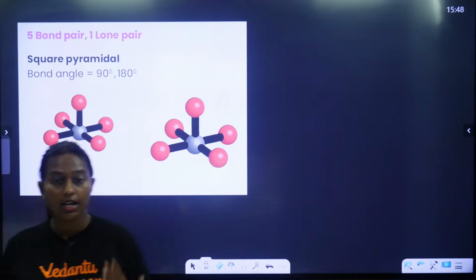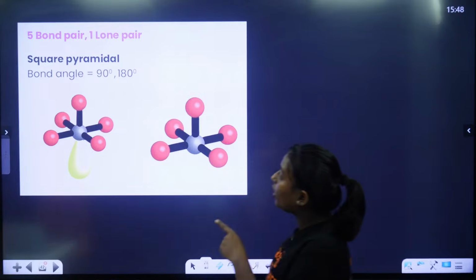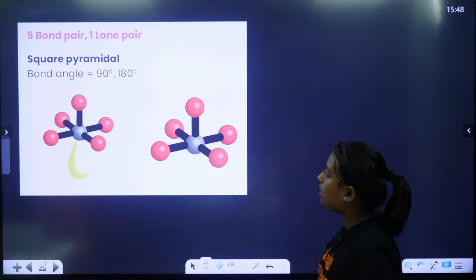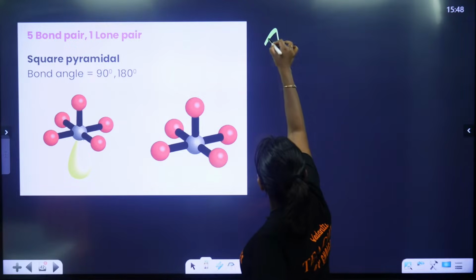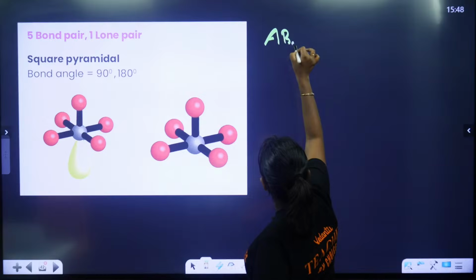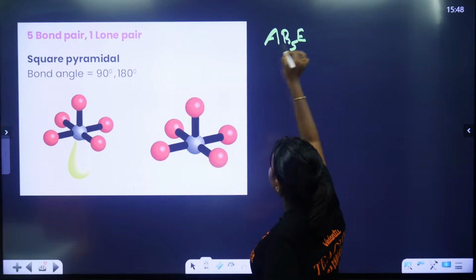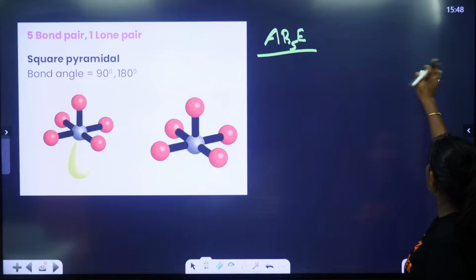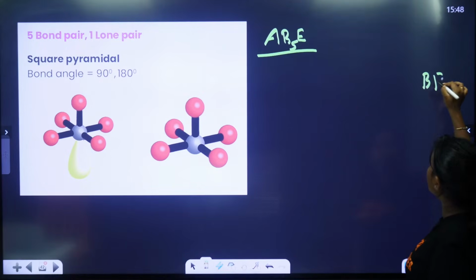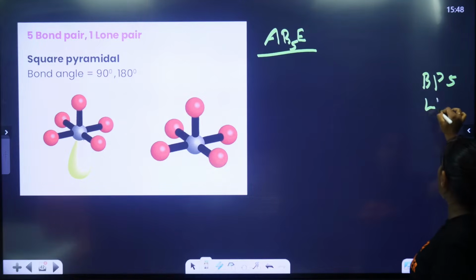Okay, 5 bond pair and 1 lone pair. So that is square pyramidal. So here I am writing AB5E. There is 1 lone pair. So bond pair is 5, lone pair is 1 and EP is equal to 6.